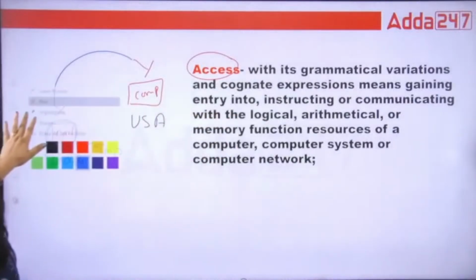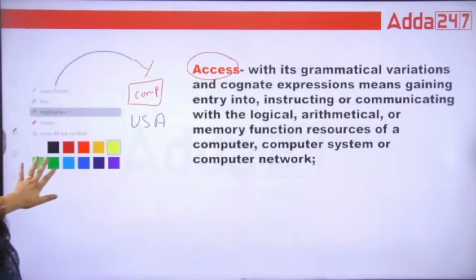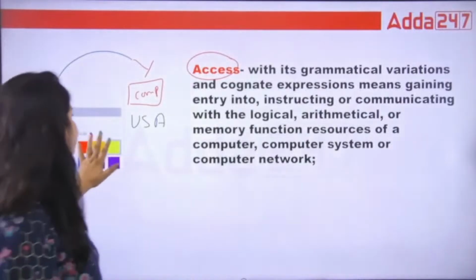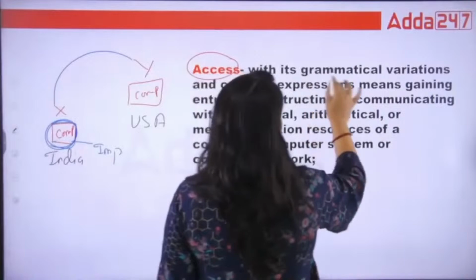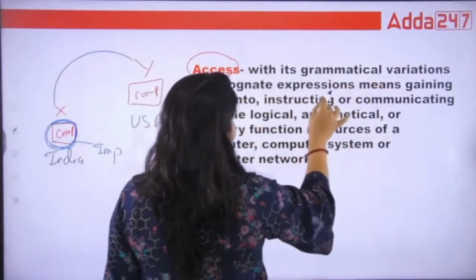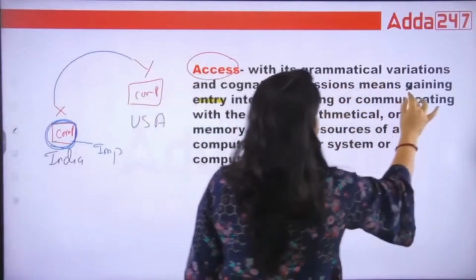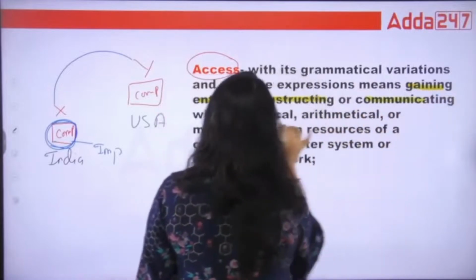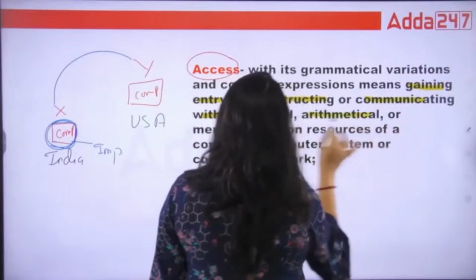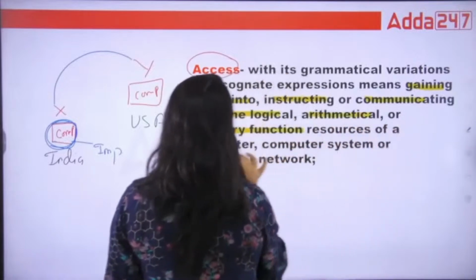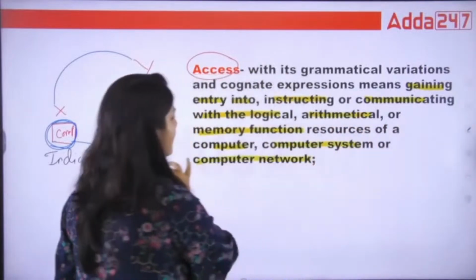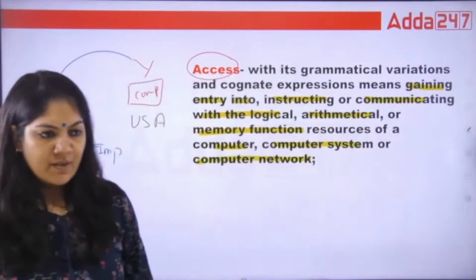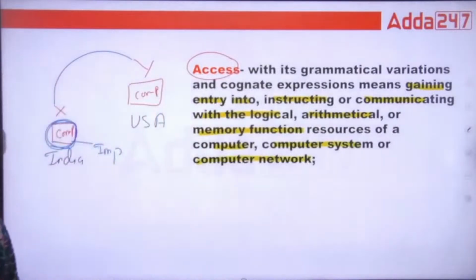Done, guys. So under this, access is basically, with its grammatical variations and cognate expressions, means gaining entry into, instructing, and communicating with the logical, arithmetical, or memory function resources of a computer, computer system, or computer network. So this is the legal language of the term access.